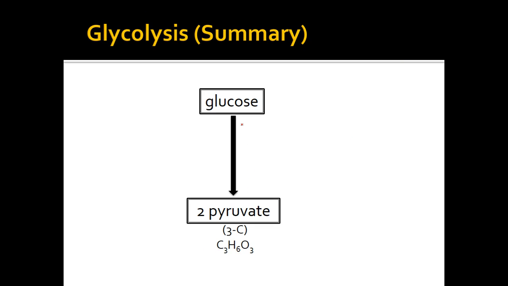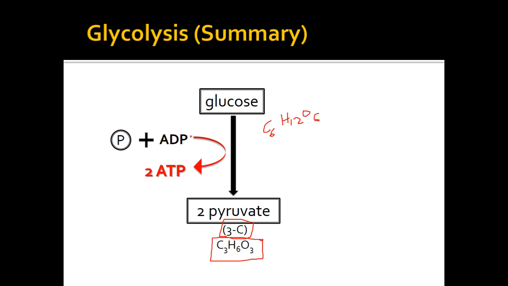Glycolysis summary here: glucose gets broken down, gets turned into 2 pyruvates, which are shown as 3-C, or this chemical formula right here. If you remember, glucose is C6H12O6. So there it is, split in half.